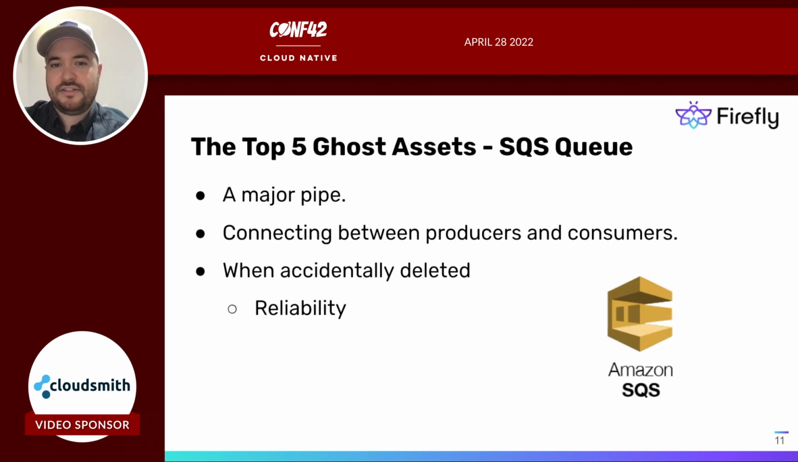SQS is Amazon's queuing service, a central pipe in any meaningful project, usually connecting between producers who send messages to it and consumers who read from it and do something with the data. When accidentally deleted, it is no longer available for the producers to send messages and for the consumers to read from, therefore causing operational damage to any dependent service, hurting the reliability of data and halting jobs already in the queue.